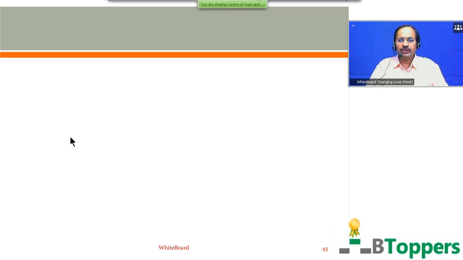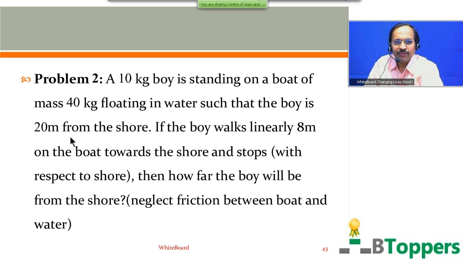So next I am going to discuss a problem based on the special case I have discussed in the previous class. This is problem number 2 in this chapter, center of mass and conservation of linear momentum. Look at the screen for the problem.